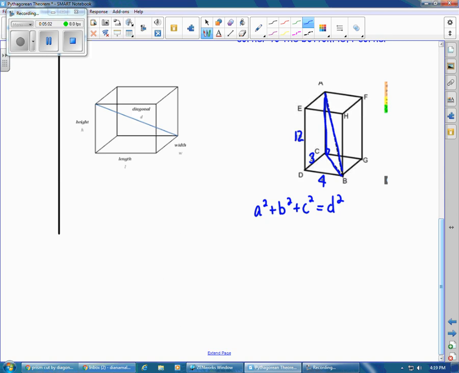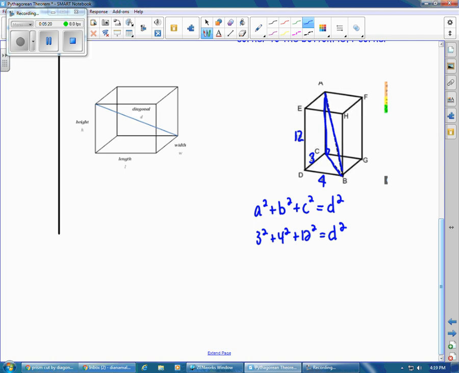So we're going to plug in the values that we know. Our A, B, and C are pretty much interchangeable here. So I'm going to say 3 squared plus 4 squared plus 12 squared equals D squared. And we don't know what D squared is. That's the unknown that we're looking for.